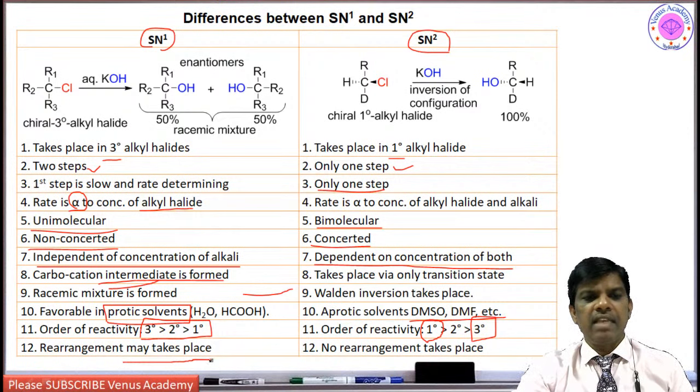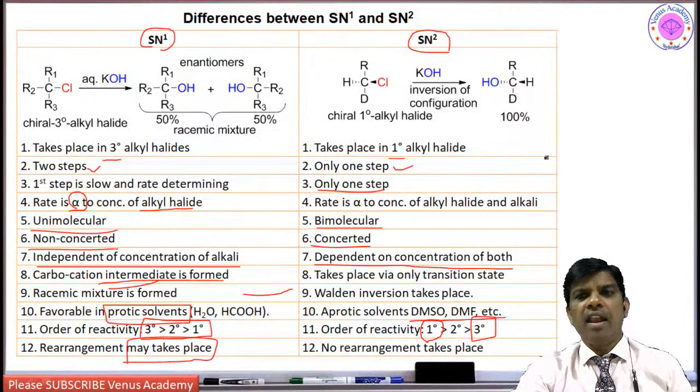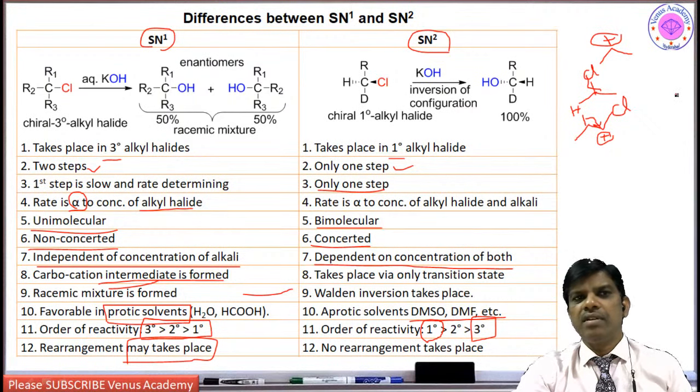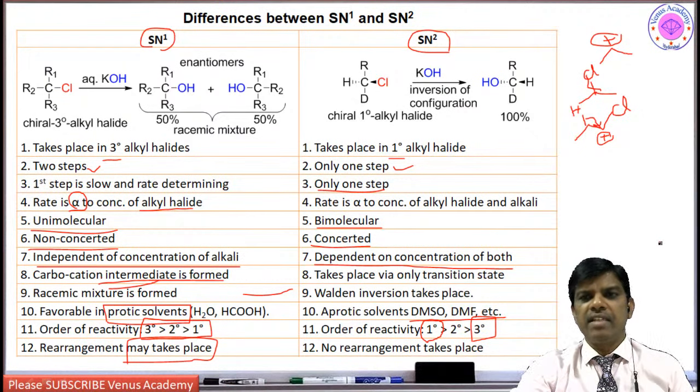Rearrangement may take place in SN1. If you take allyl halides, or if you remember propyl chloride in Friedel-Crafts alkylation, it is going to form a carbocation. This carbocation is going to rearrange to give a secondary carbocation. So this is how electrophilic substitution goes, this is different anyhow. So the rearrangement may take place, right? No rearrangement takes place in SN2 reactions. This is what is going to happen in SN1 and SN2. Clear, students? If you have any doubts, please post your doubts so that I will clear them.